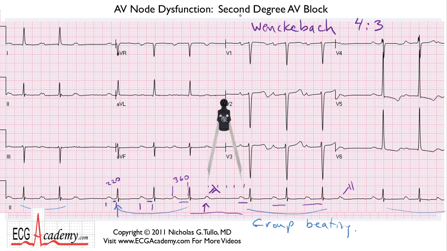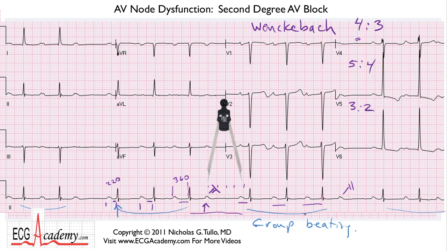Now, in type 1 second degree AV block, there's always one more P wave than there are QRS complexes. So you can have 4 to 3, you can have 5 to 4, you can even have 3 to 2. There's always one more P wave than there are QRS complexes. Otherwise, it makes it a different type of second degree AV block.